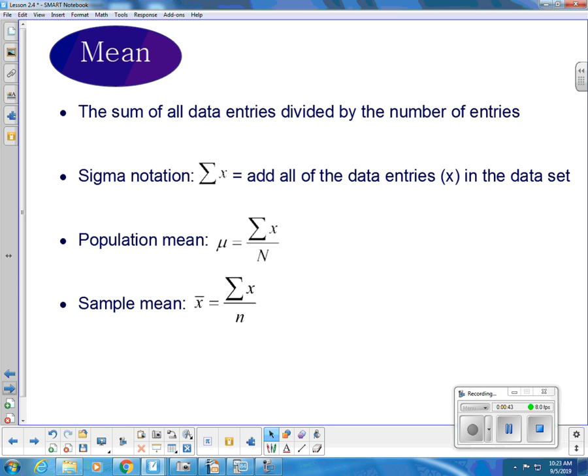The population and sample have two different notations, and you have a mu or an x with a line over it. So the entire population average would have that little mu and a capital N in the formula, and that's the population mean.